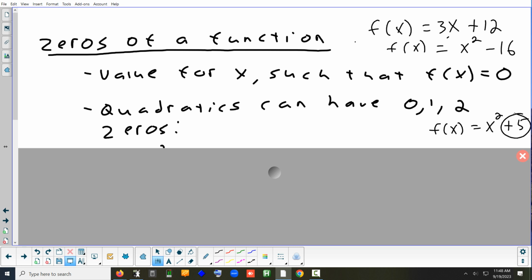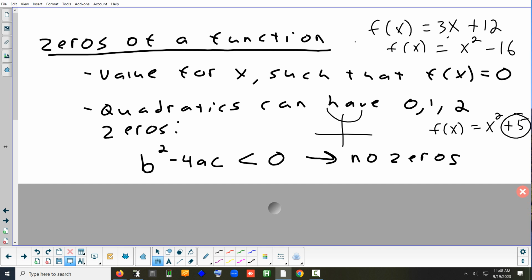Let's think about it from a graph. When you put a plus 5 on the end, what does a plus 5 do? Raises it up 5, right? So normally the parabola would be at the origin. Now it's up here at 5. If we look at the graph, how many times does that parabola cross the x-axis? None. So how many times a graph crosses the x-axis is the same as how many zeros it has. That's how you can find the zeros on a graph. You draw a picture, and you look where it crosses the x-axis.